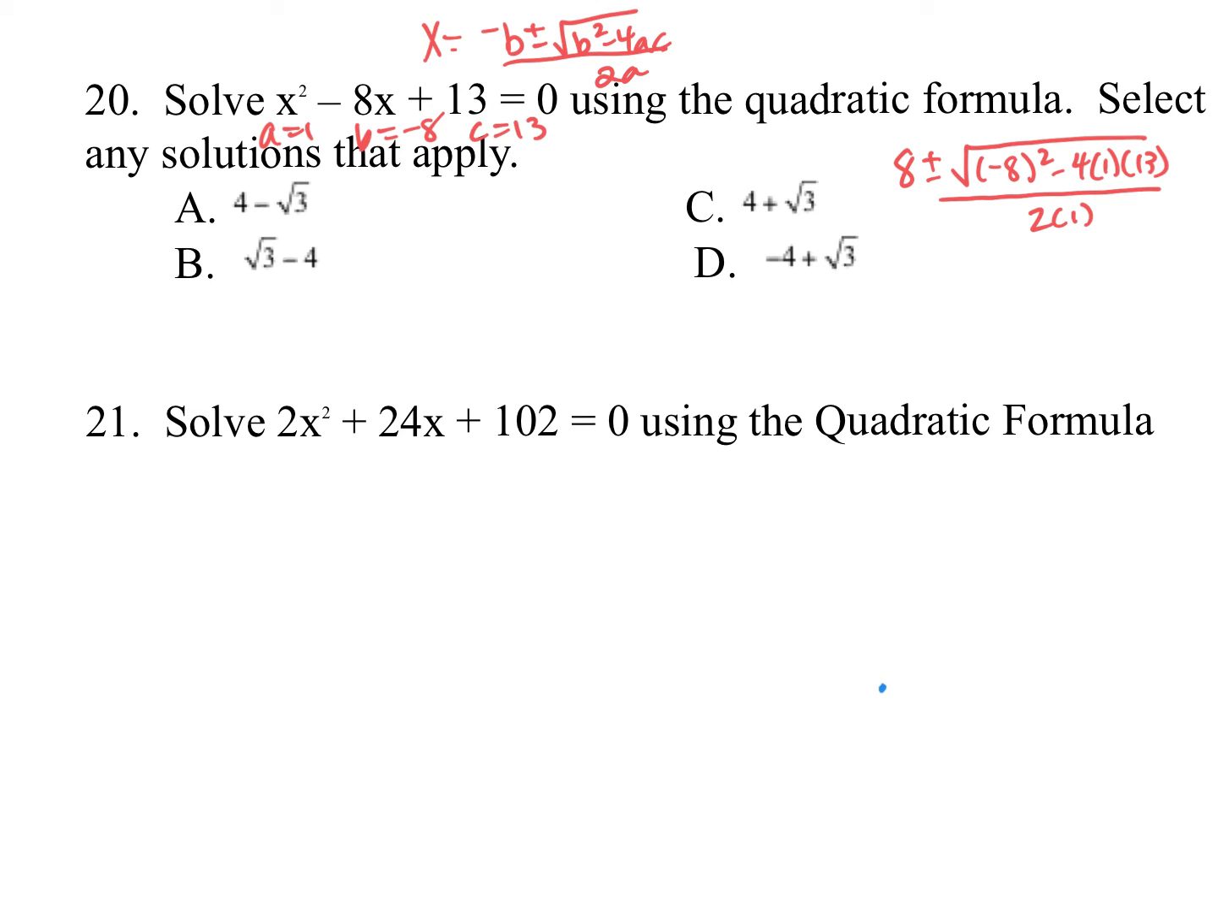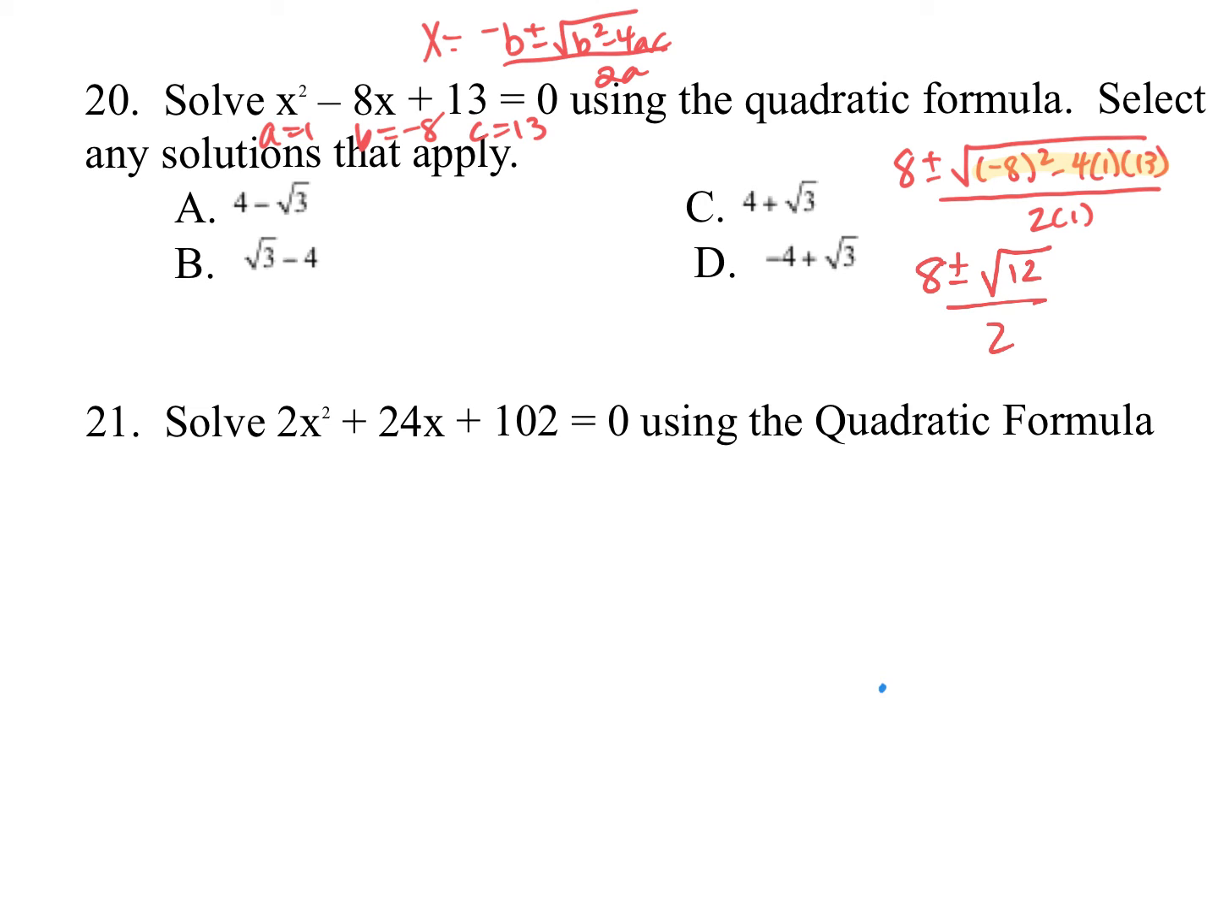So I'm going to plug that into my calculator, and I'm only going to plug in this bit right here underneath the radical. I'm not going to plug in everything. I'm not going to plug in the radical. I'm only going to plug in that one little section. And that gives me 12. So I've got 8 plus or minus the square root of 12 all over 2.